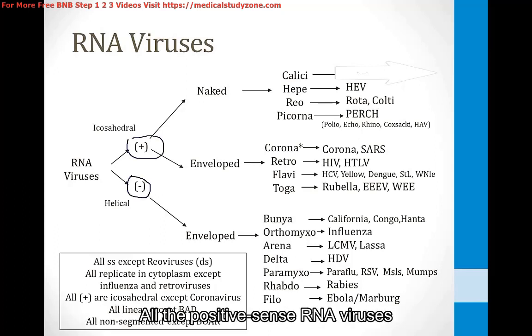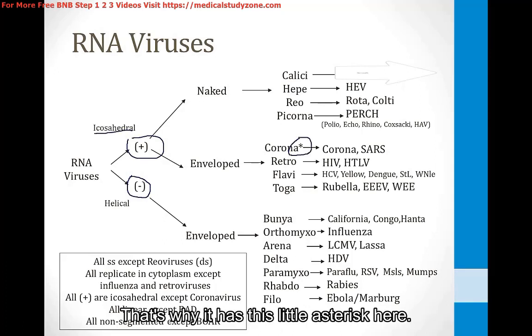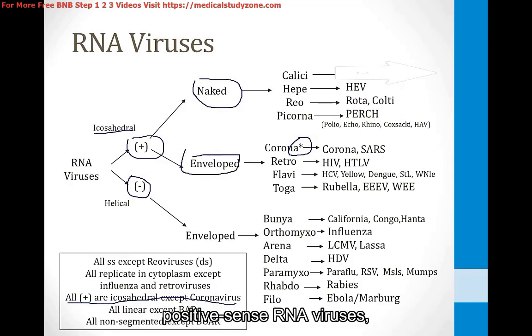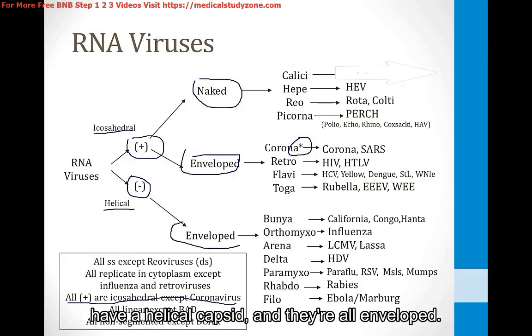All the positive sense RNA viruses have an icosahedral capsid except for coronavirus. That's why it has this little asterisk here. I've also written that here down at the bottom of the screen. Then there are naked icosahedral capsid positive sense RNA viruses and enveloped icosahedral capsid positive sense RNA viruses. And finally, all of the negative sense RNA viruses have a helical capsid, and they're all enveloped.